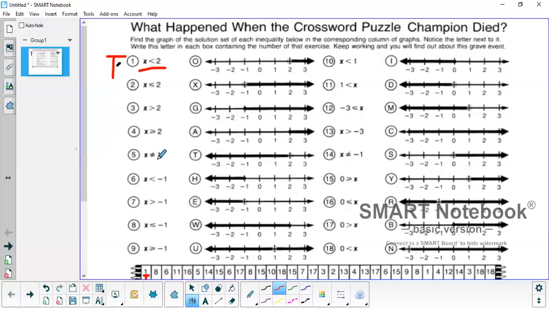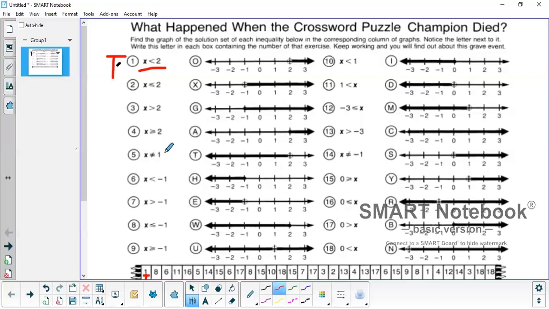Let's just have up to 5 because it's not equal to. So look at number 4. It says x is greater than or equal to 2. Where should the point be? At 2. Then should it be open or closed? Closed. That's right. Now, is it going to the left or to the right? To the right. So find the graph which has a closed point at 2 and the arrow is going to the right. You got it? Okay.